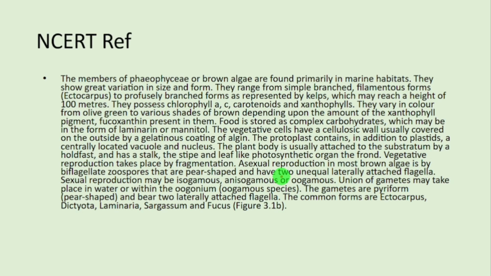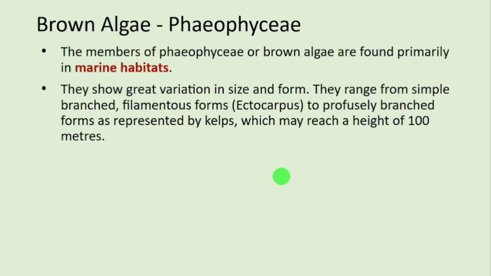Now next one, brown algae. Members of brown algae are found primarily in marine habitats. So the technical name is Phaeophyceae. This stands for brown algae. They show great variation in size and form. So we have filamentous form, they are ectocarpus, and kelps we have already seen.